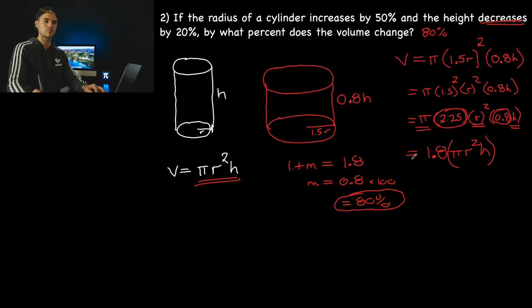If you multiply something by 1.8, you're increasing that original quantity by 80%, right? So first we have to find the expressions here in terms of the new height and the new radius, and then you plug it into the volume formula and find out whatever that factor is at the beginning, by which you're multiplying the original volume. And that is the end of the video.